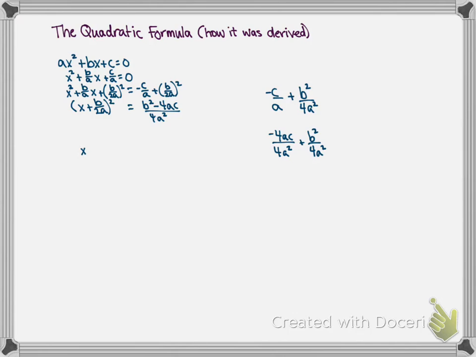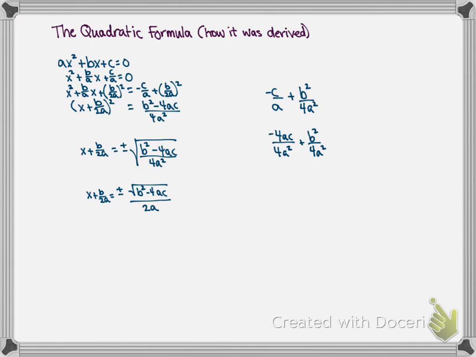The square root of the left-hand side is x plus b over 2a. The square root of the right-hand side is plus or minus the square root of b squared minus 4ac all over 4a squared. Okay, I can take the square root of the denominator, so the only thing that changes between these two lines is now the square root sign only covers the numerator. So plus or minus the square root of b squared minus 4ac all over, and then I take the square root of 4a squared and get 2a.